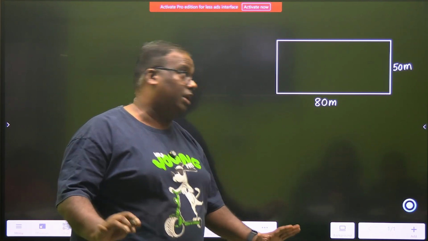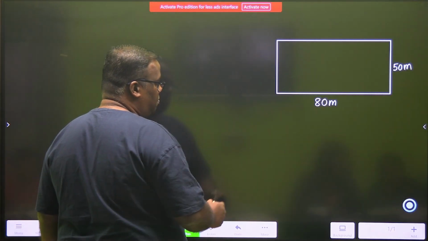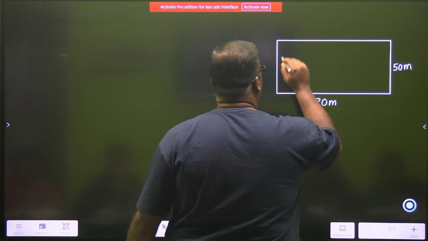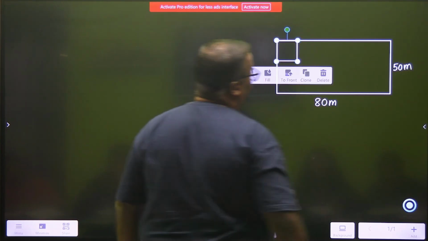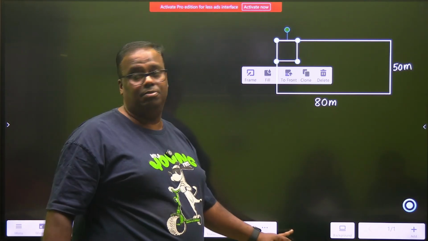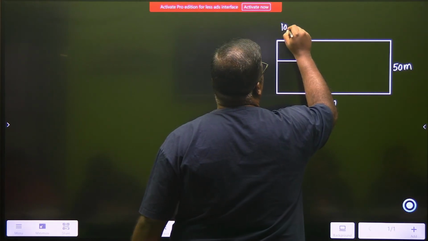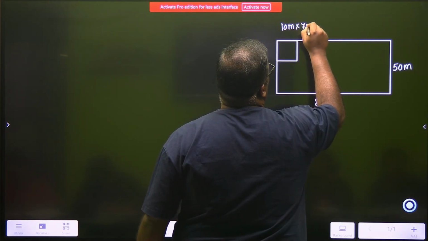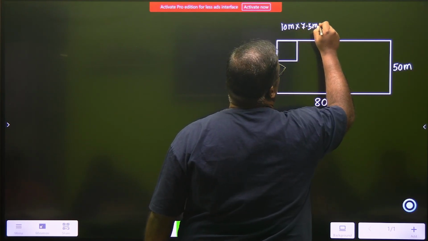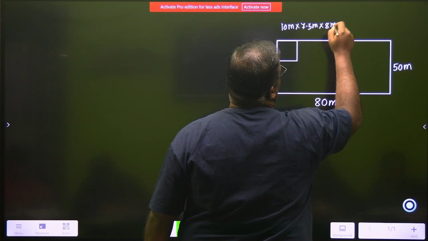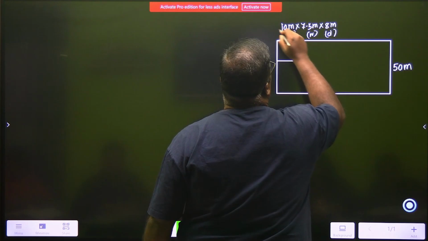has been dug. Okay, so this is very interesting. On one corner, there is a pit which has been dug, and let's say our pit is something like this. Now they are giving three dimensions of this pit. What is the dimension of this pit? 10 meters long, 7.5 meters broad, 8 meters deep. So I can say that this is my depth, this is my width, and this is my length of this pit.